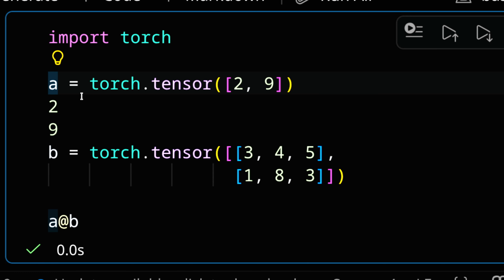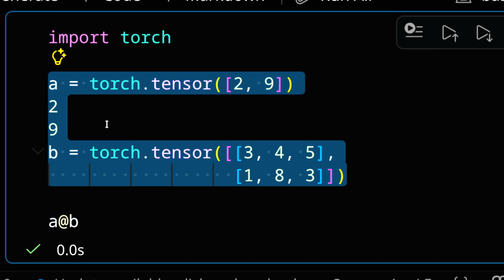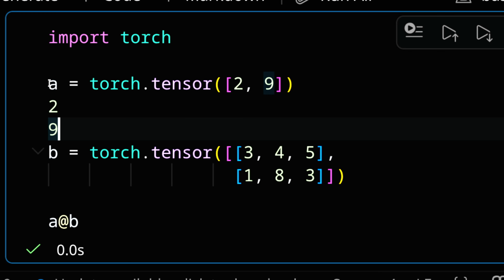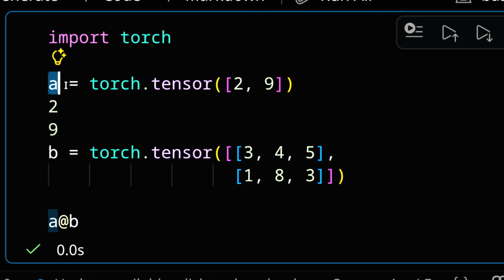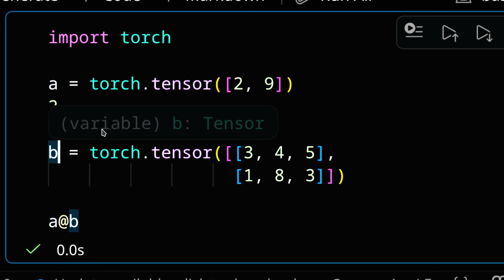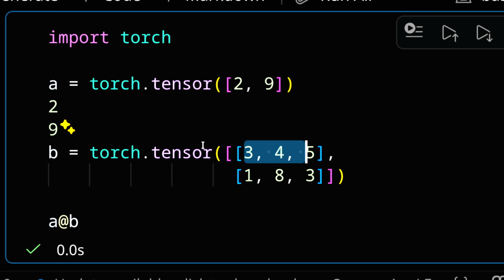In this video, I'm going to show how dot products work. Dot products are what's most used in artificial intelligence, so it'd be good to know how they work at the fundamental level. So just say you have tensor A and tensor B. Tensor A contains 2, 9, and tensor B contains 3, 4, 5, and 1, 8, 3.